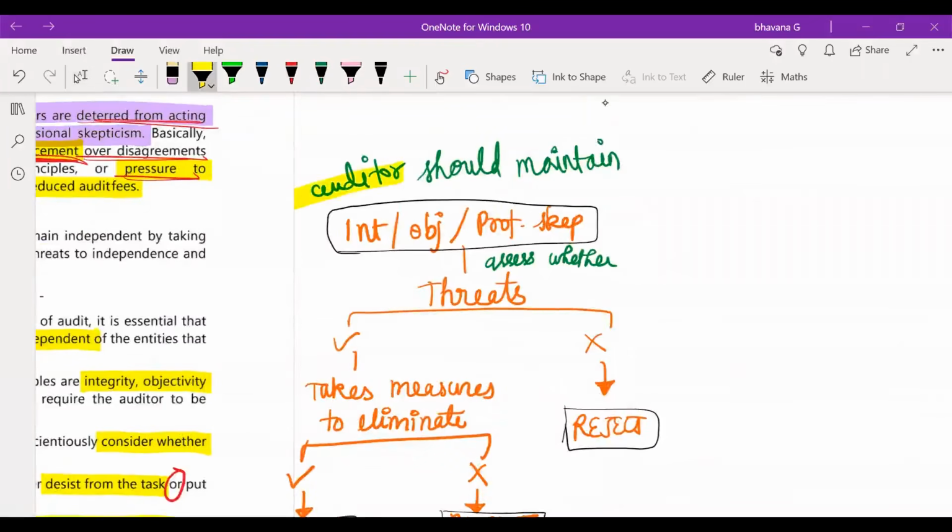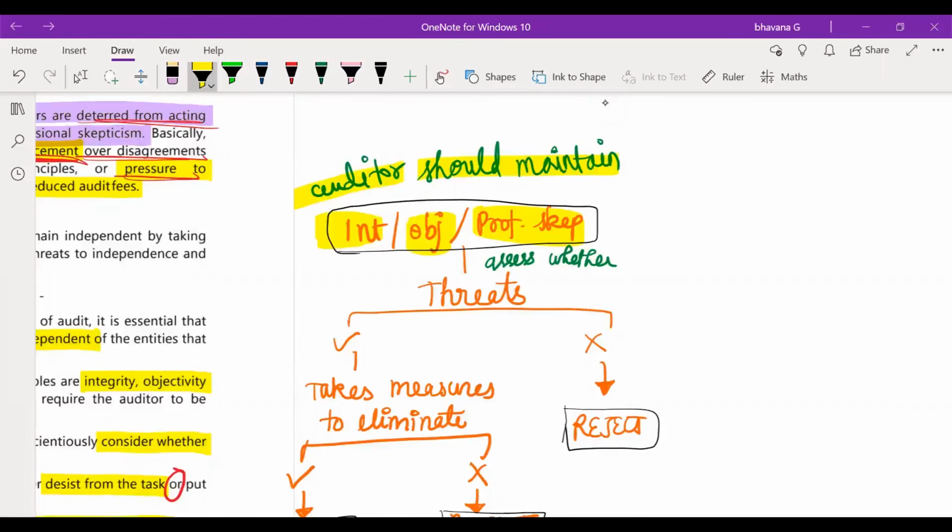The auditor must maintain integrity, objectivity, and professional skepticism. So what is professional skepticism? I'll tell you in 2 minutes. The auditor should always maintain all these three things so that he is safeguarded from the threats.